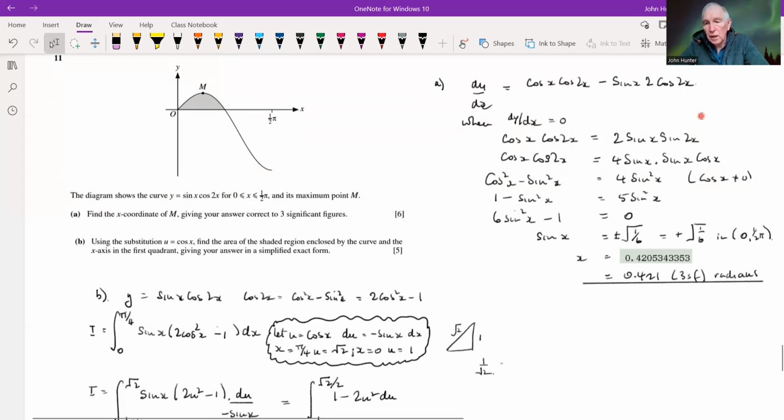And of course, at the turning point at M, dy/dx is going to be 0. So therefore, we've got this equation. Right. Okay. Now there's a little bit of work to do in order to be able to solve this. Essentially, what we've got to do is get our cos 2x's out of it, haven't we? So we've got everything in terms of x.